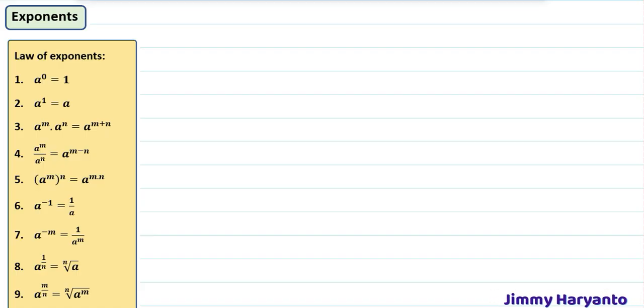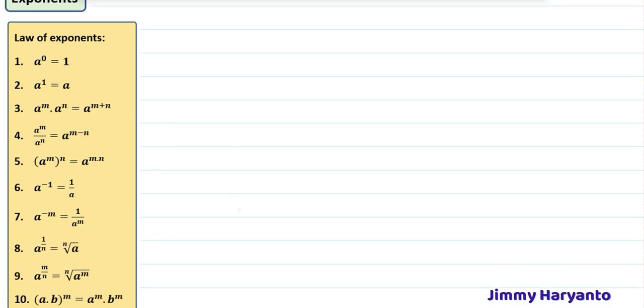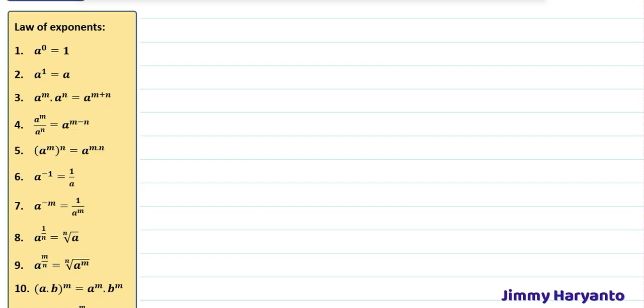The first one is law of exponents. The first one is a to the power of 0 equals 1, a to the power of 1 equals a, and then a to the power of m times a to the power of n equals a to the power of m plus n. So when you do multiplication, you will add the powers, yeah, but the bases have to be the same. If the bases are not the same, you cannot add the exponents.